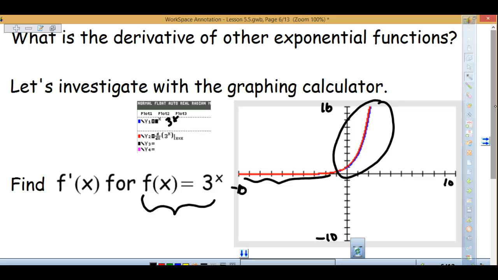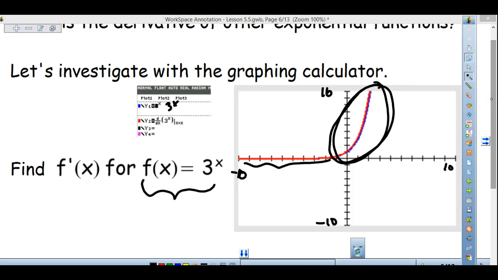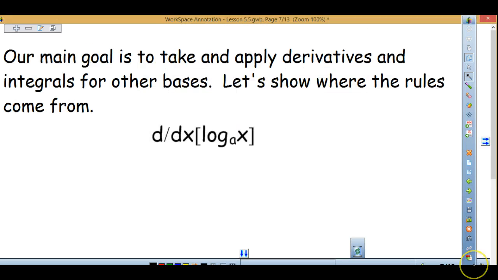They do look very close. They must differ by some small factor. And I'm saying a small factor because you can tell that these are almost identical, but not exactly identical. So let's go ahead and show where the derivative of 3 to the x would come from.